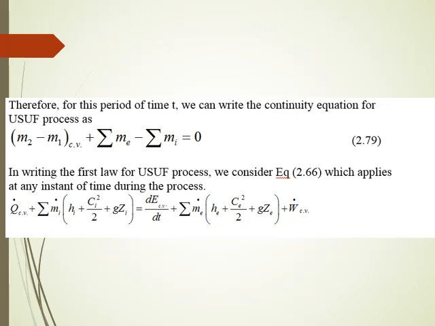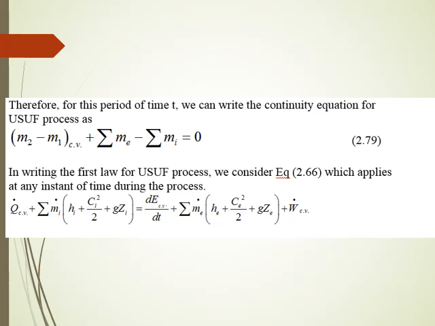Therefore, for this period of time t for which the process is occurring, we can write the continuity equation, or mass conservation equation, for the uniform state uniform flow process as m2 minus m1 plus summation of m_e minus summation of m_i is equal to 0. These sigma signs denote the summation of the masses for the incoming or outgoing streams, as the case may be.